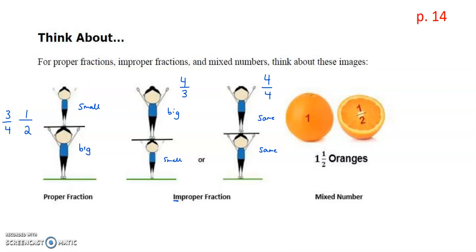A mixed number is a combination of a whole number and a proper fraction. So we have 1½ oranges, so we have one full orange and half of another one. That's considered to be a mixed number.